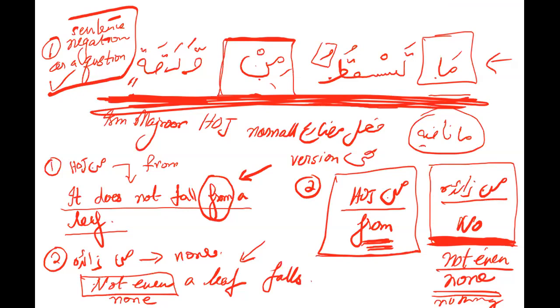So now our first step of recognizing min zaida is done. We have concluded that here in ma tasqutu min waraqatin, the min is min zaida. It is not a min harf of jar. So now we move on to our next question. Right? So I'll write the ayah again. Ma tasqutu min waraqatin. Okay.